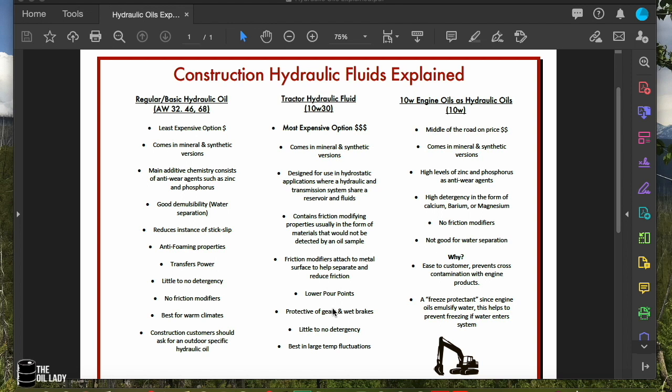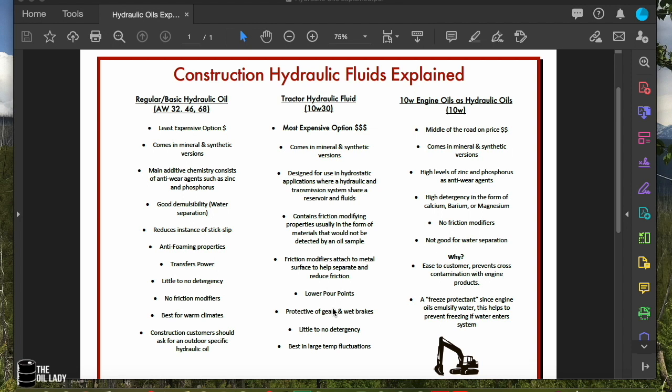This contains friction modifying properties, usually in the form of materials that we don't normally talk about on my Instagram. Usually I talk about friction modifiers in grease in the form of solids like moly and graphite, but in this case it's going to be a different property that you're not going to see on an oil sample. But they have these friction modifiers in there because of the hydrostatic application. So you have a lot more gear systems in that transmission, and that is going to require friction modifiers.